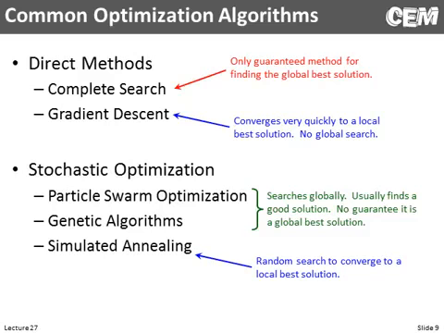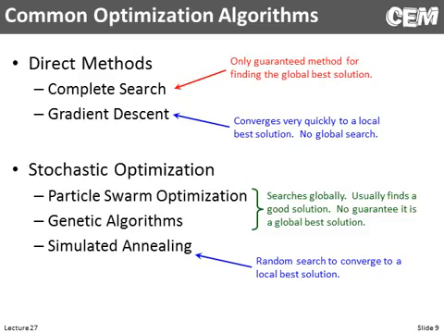Except for the complete search, which I put under a direct method. This usually is not a practical thing to do. So this means you search every possible combination of everything in your solution space, you calculate that merit function or fitness function, and you find the very best one.